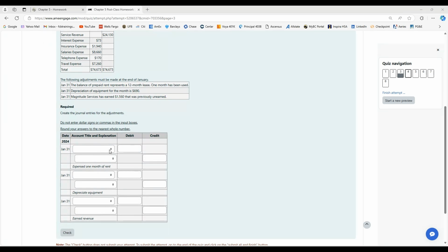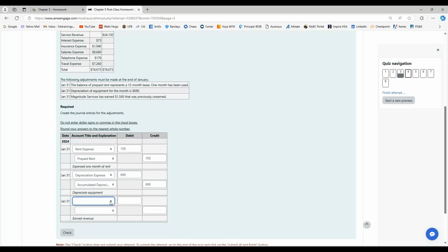But we already did our calculations. So our rent expense was 150. Now we're going to reduce prepaid rent by that same amount to represent 1 month used up. Depreciation, like I said, it just tells us. So we're debiting our depreciation expense and crediting accumulated depreciation, which is 690. Again, it just told us what that was.